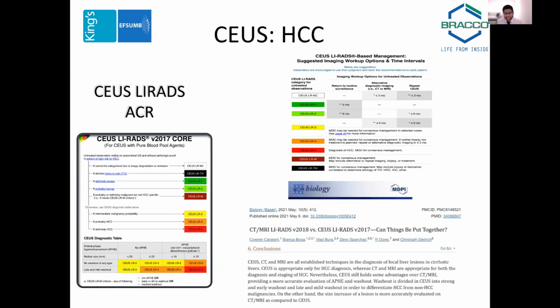And as with all these criteria, all the RADS systems, it's a 1 to 5 scoring system, where 1 is definitely benign, 5 is definitely malignant. But importantly, there's an LR-M category, which means a malignancy not likely to be HCC.